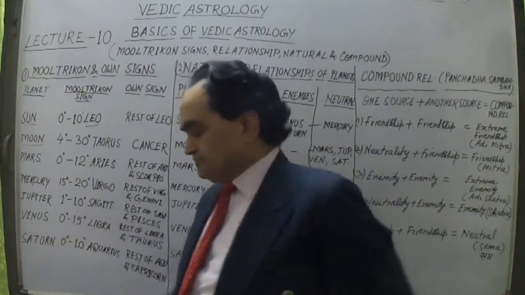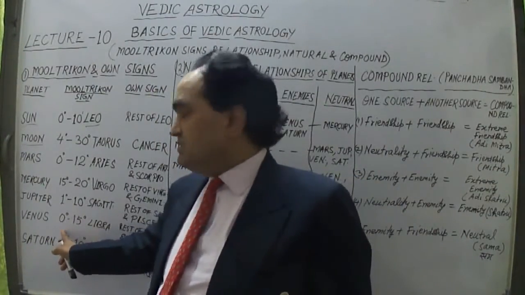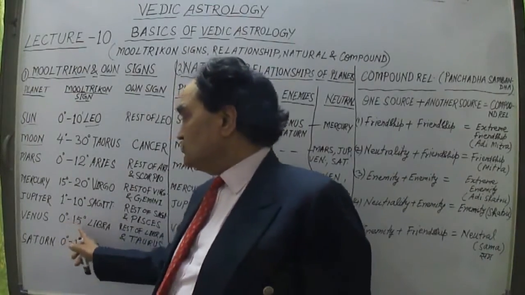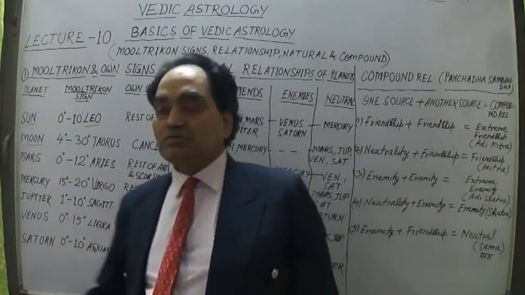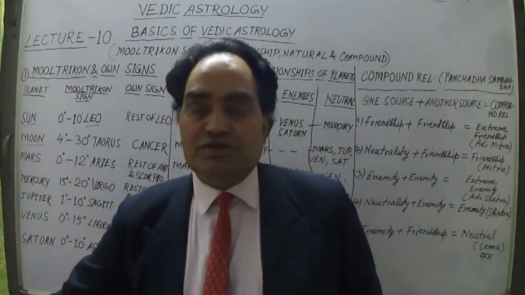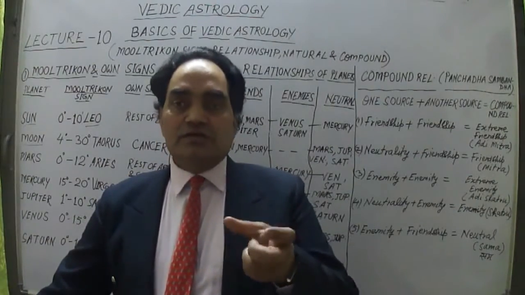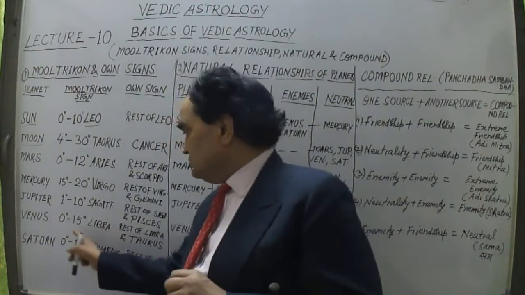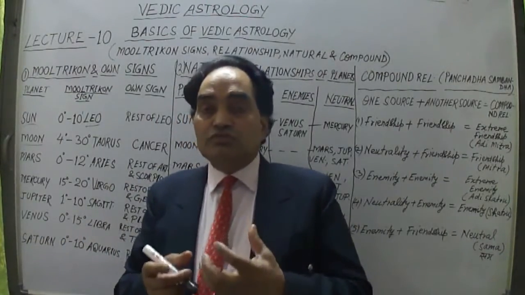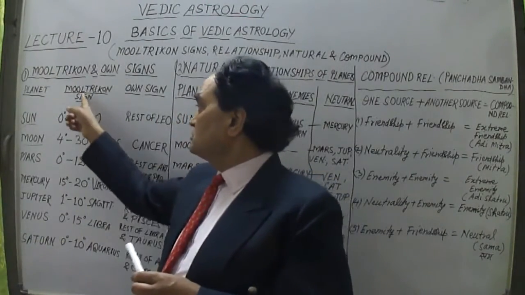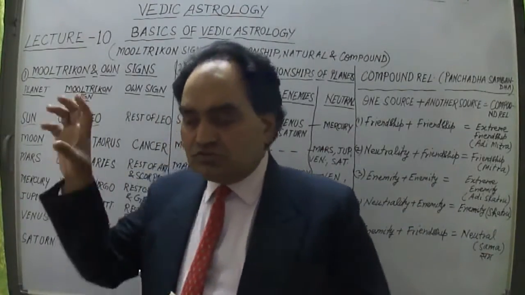Next is Venus. Venus has its Mooltrikon sign from 0 degrees to 15 degrees in the Libra sign, the 7th sign. In Libra, from 0 to 15 degrees, Venus is more active. This is the Mooltrikon sign, a very important one.